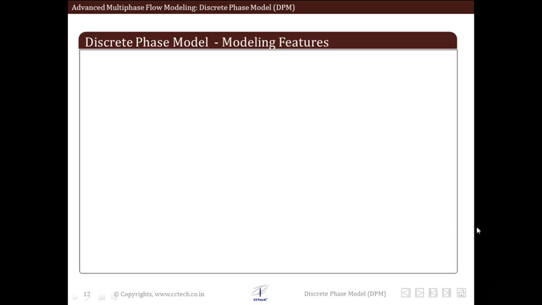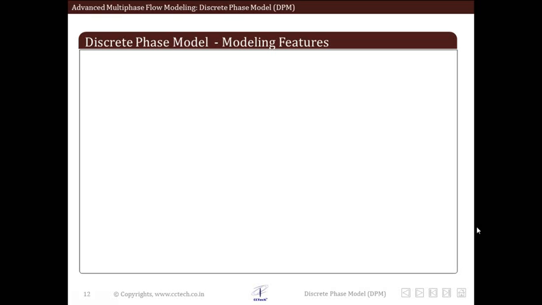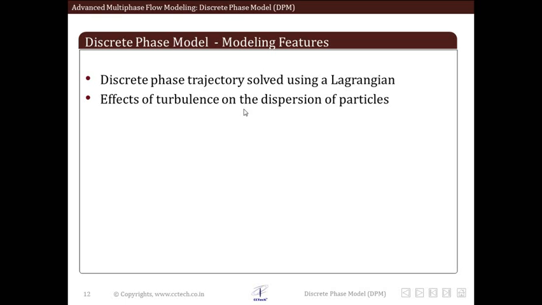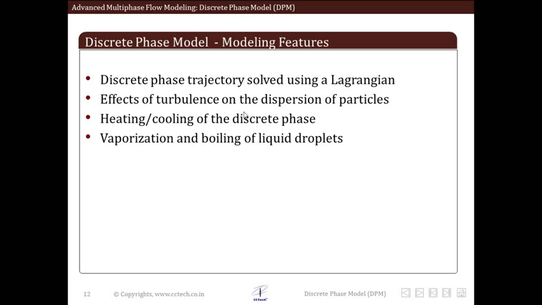Now let us discuss what modeling features exist within the discrete phase model. What type of features can we model and what type of physics can be included in our modeling problem. As we all know, discrete phase trajectory is solved using the Lagrangian approach. We can include the effects of turbulence on the dispersion of particles. We can also include heating and cooling of particles or the discrete phase. Vaporization and boiling of liquid droplets can also be included in our modeling. We can also model combusting particles within the DPM model.